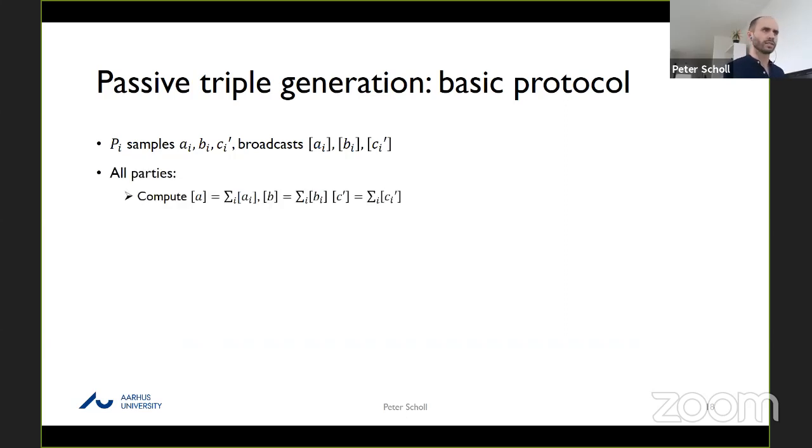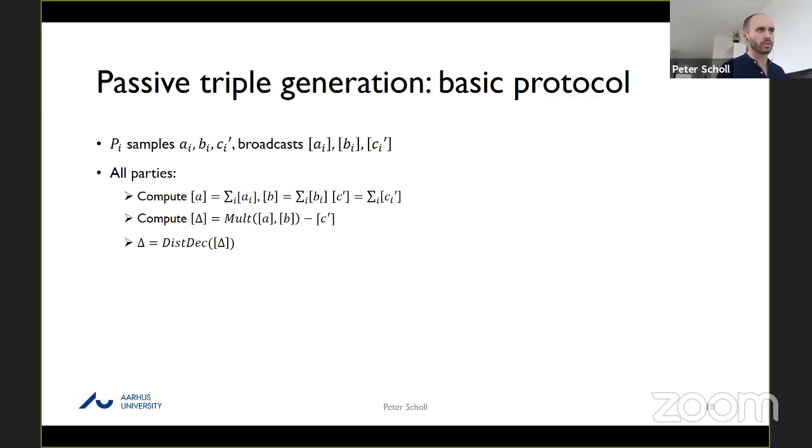Then all parties will take the ciphertexts and add them up to produce encryptions of A, B, and C prime using the homomorphic operation. Then we'll multiply A and B together, again with homomorphism, and then subtract the encrypted value C prime, which the parties generated in the first place. And what this gives us is some delta between the original C prime shares they generated and the actual product of the real shares A and B.